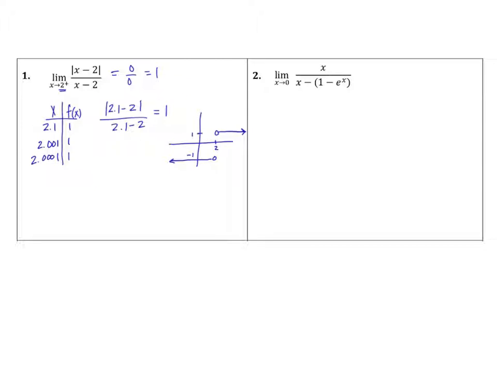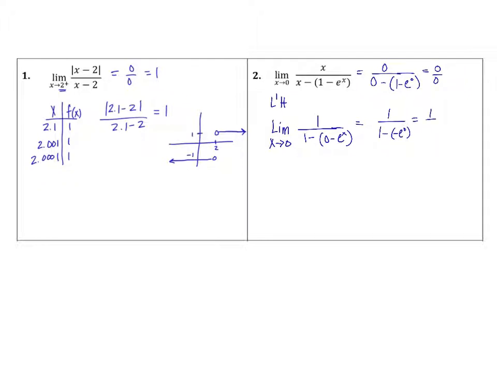Over on number 2, if we go through and substitute in, we're going to have 0 over 0 minus 1 minus e to the 0. And so that looks like we're going to generate 0 over 0. And so we do need to do L'Hopital's rule. And so from that, we have the limit as x approaches 0. And in the numerator, when I do the derivative, that's 1. Denominator is going to be 1 minus 0 minus e to the x. And so here we're going to get 1 over 1 minus, and then we have negative e to the 0. So that looks like we're going to generate 1/2.